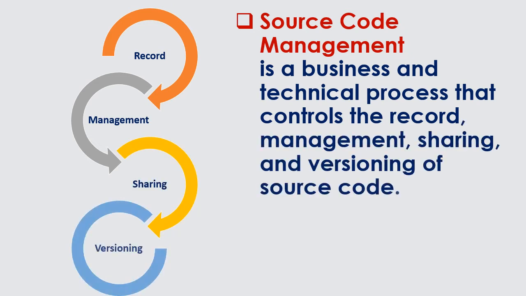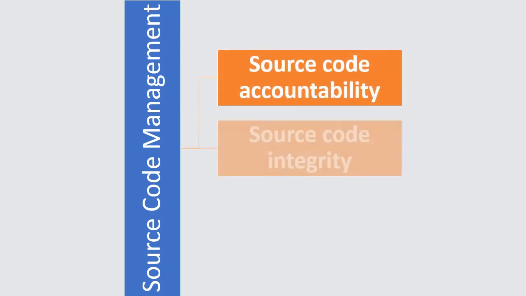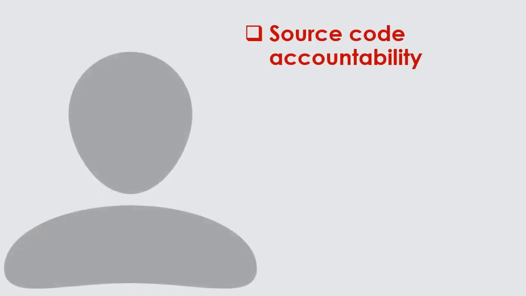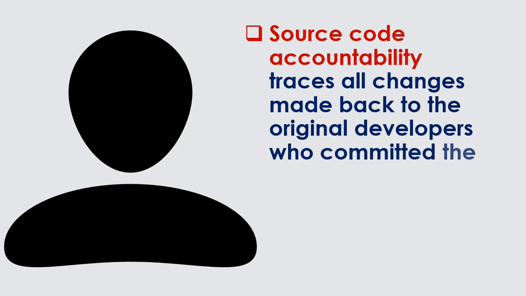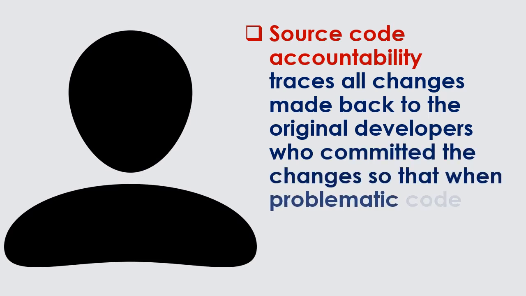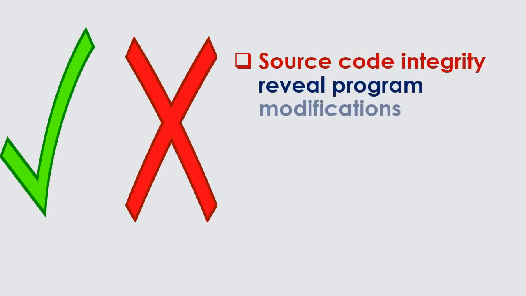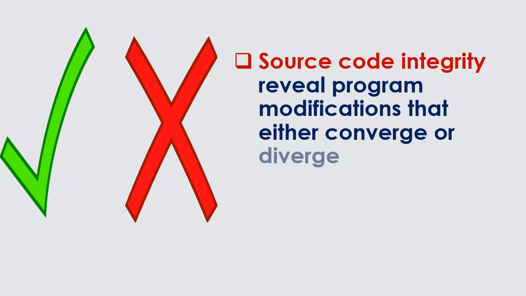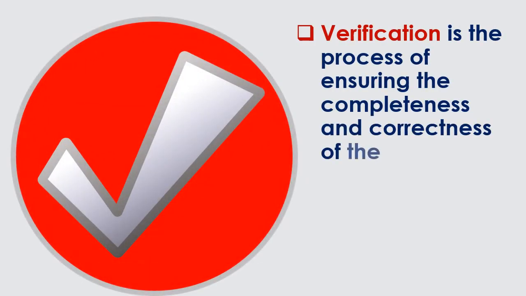code. Source code management core features are source code accountability, source code integrity, and verification. Source code accountability traces all changes made back to the original developers who committed the changes so that problematic code or configurations can be identified. Source code integrity reveals program modifications that either converge or diverge from requirements. Verification is the process of ensuring the completeness and correctness of the code.